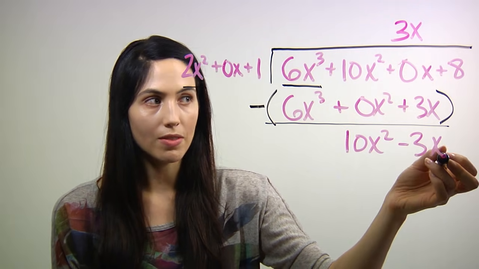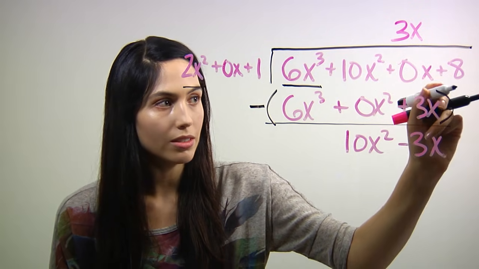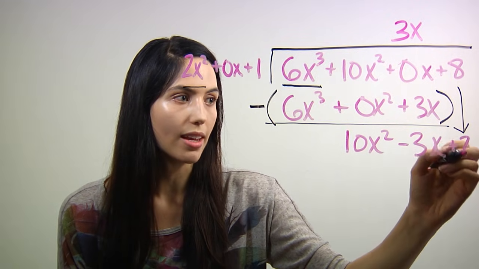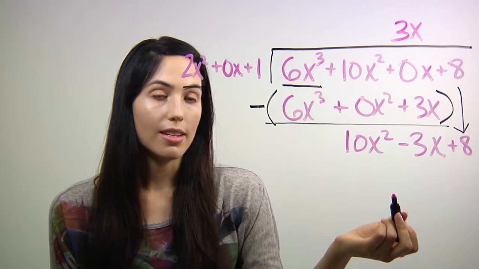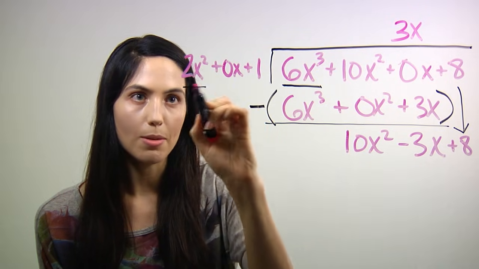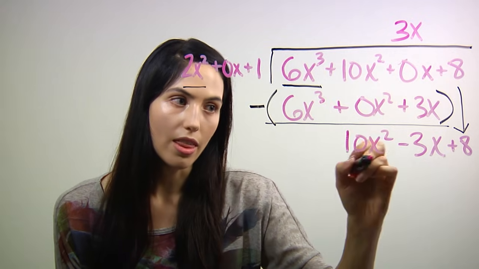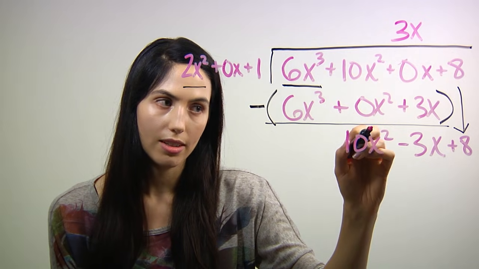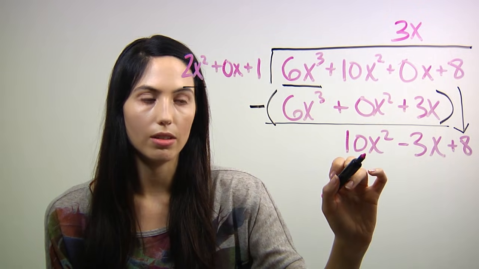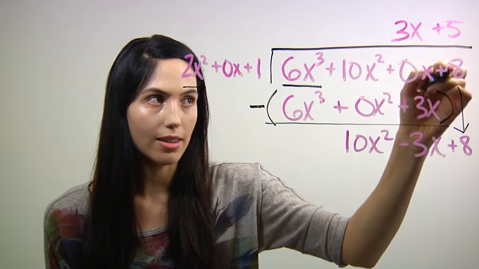Now remember your long division steps. At the end of this, we want to carry down one more term. So we have a plus 8 at the end. Now, final step in the process, how many times does this biggest term in the divisor, 2x squared, go into this term, 10x squared? And the answer is 5, because 5 times 2x squared is 10x squared. So 5 we place up here, right above the other constant, 8.